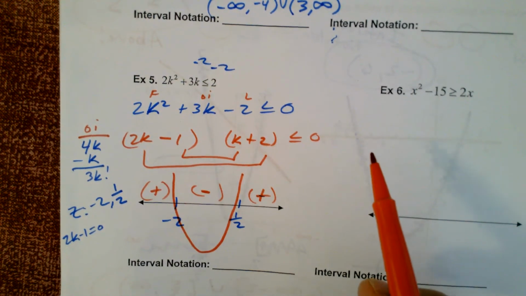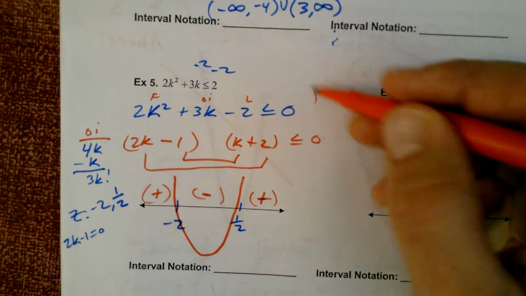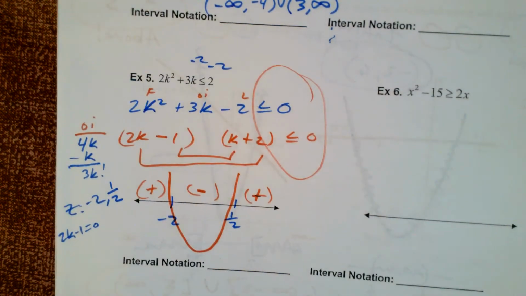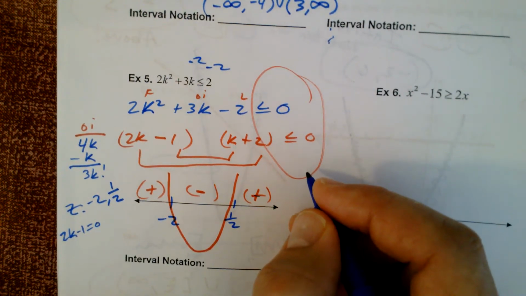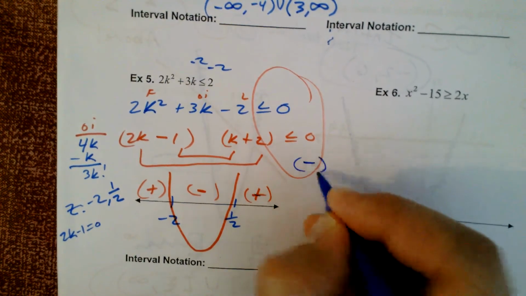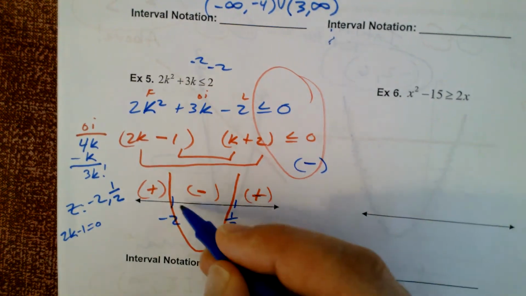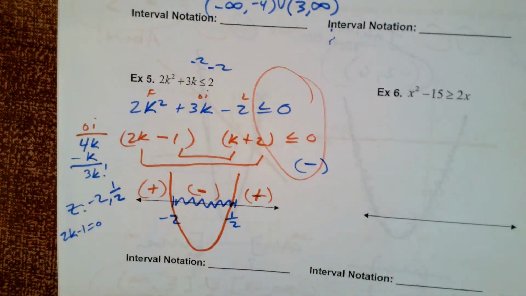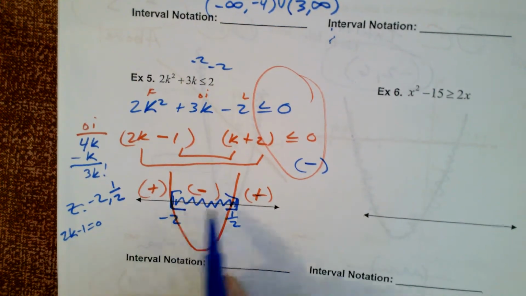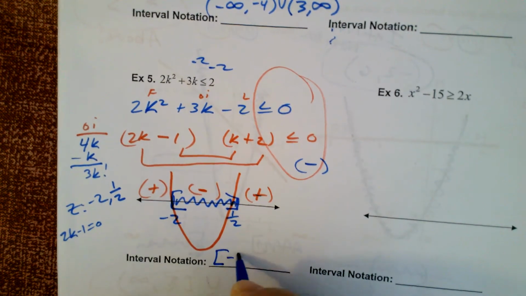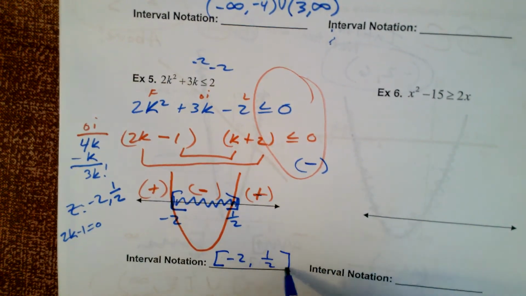What am I looking for? What type of numbers are less than or equal to 0? This is how I decide on the shading. Do I shade in the middle? Do I shade on the outsides? Negative. Yeah, I'm looking for the negative region, right? Numbers that are less than or equal to 0 are the negative numbers. Very good. It's equal to, so I'm going to have the bracket as well. Okay. So from left to right, the part that's shaded, I have a bracket on -2 to 1/2 bracket.